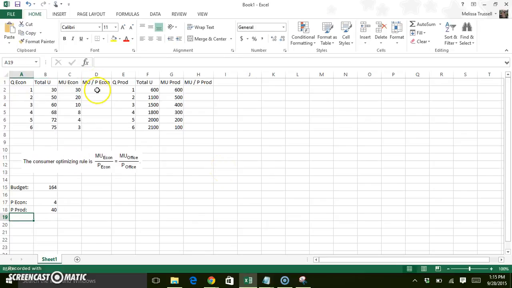So in my marginal utility divided by price column, I'm just going to put whatever my marginal utility was, which for this row in this case is 30, divided by what the price for that product is. So in Excel, I can do that by putting in a formula. I'll say I want the marginal utility, which is in cell C2, divided by the price of the econ products, which I have down here in cell B17. And there I have my marginal utility divided by price. And I'll do that all the way down this column.